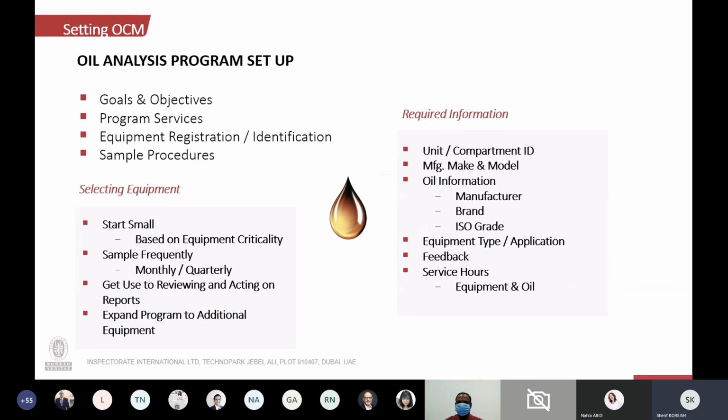The required information to set up a program would be the units and compartment IDs, the manufacturer's makes and models, the information about the oil, like the brand, the ISO grade, and the manufacturer of the oil itself, because this gives you the limits and the specifications for the batches you are using, the equipment type and the application it is used for, the environmental condition, and the service hours for the equipment as well as the oil. And when we are talking about service hours here, we are talking about the oil change when we are talking about the oil itself.